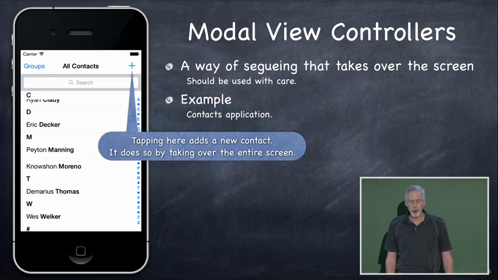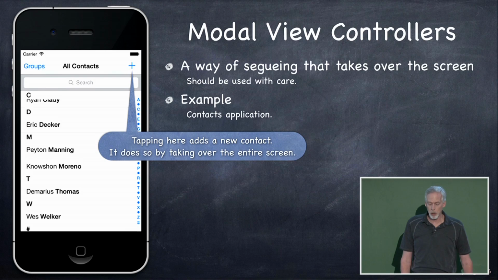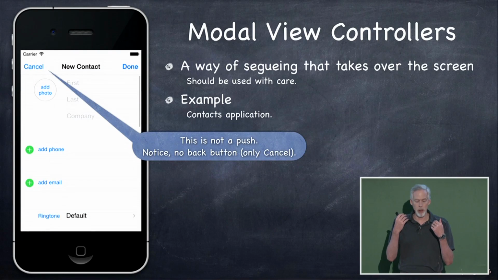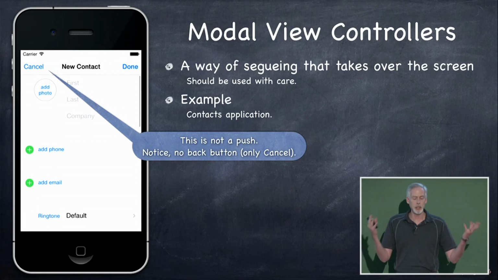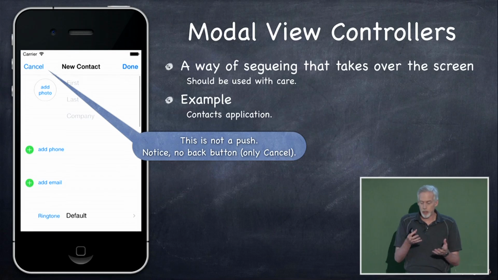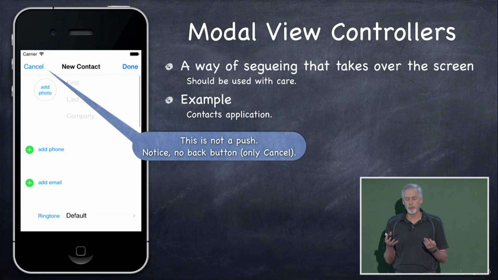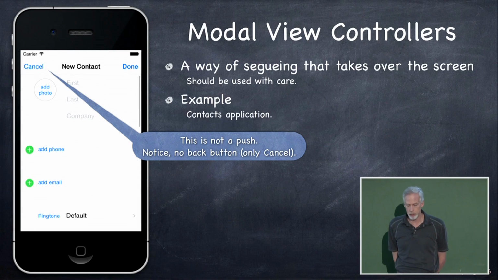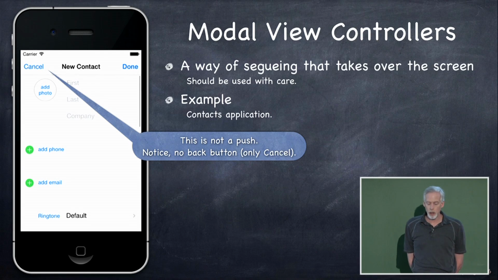Yeah, one could argue there might be other ways to do this, but let's say that we're going to do it this way. So we tap on this plus sign, and from the bottom slides up this new MVC. Now this new MVC is completely controlling the screen. It doesn't have a back button. That cancel button that you see right there is a button that this MVC is putting in that bar. It happens to cancel and not add a new contact in this case. So this is not a push segue. This is a modal segue, a different kind of segue.